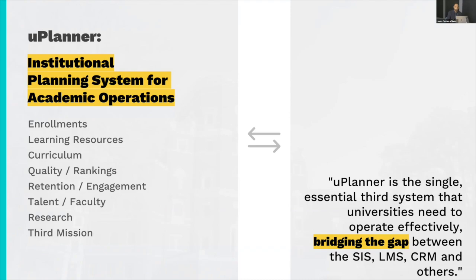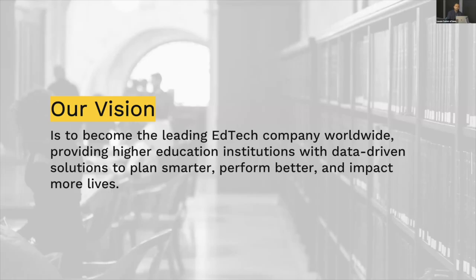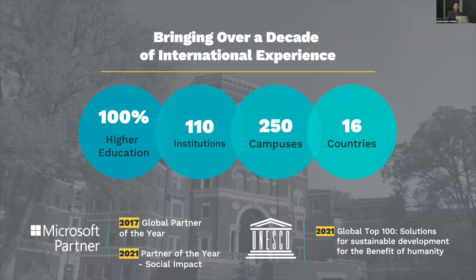And also resolve some of those objectives around your academic operations. Our vision is to become the leading ed tech company worldwide, providing higher education institutions with data-driven solutions to plan smarter, perform better, and impact more lives. We have over 8 years of experience building these technologies. We're 100% focused in higher education. We work with over 110 universities and colleges around the world in 16 countries. And also we're a firm Microsoft partner.